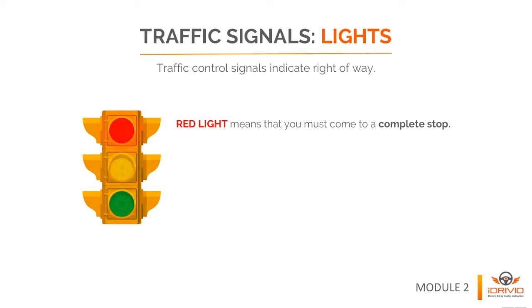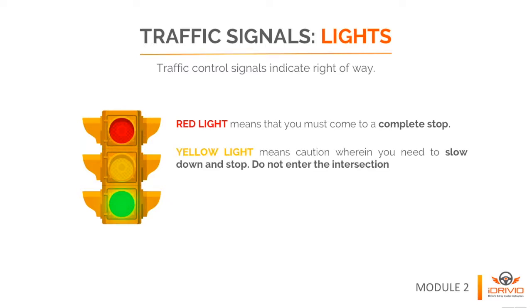If there is no crosswalk, stop so that you are not blocking the intersection or impeding pedestrian crossings. A yellow light means caution. Do not enter the intersection. Whenever possible, slow down and stop at a yellow light. However, if you are already at or in the intersection when the light turns yellow, you should proceed.